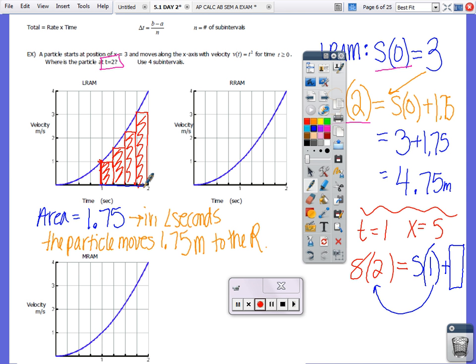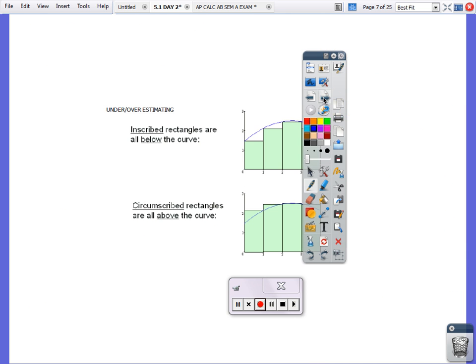Okay, so remember, whatever times you're using, you're doing the change in. Here I would only need to know the change from time equal to 1 to time equal to 2 to figure out where I am. All right. That was that little guy.